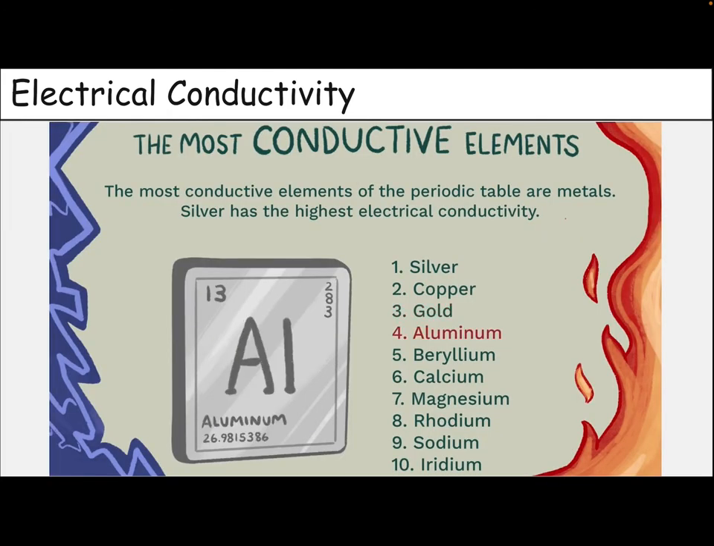This is just a fun list of the most conductive elements in the universe. If you're looking at your periodic table, this is a list of the top 10 most conductive elements, and they're metals. Silver has the highest electrical conductivity of all the elements on the periodic table. I'll let you look at this list and hopefully add some more knowledge to your life. Particularly pay attention to number 2, copper.